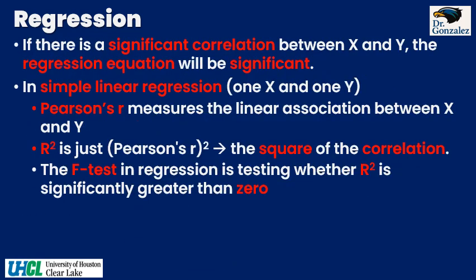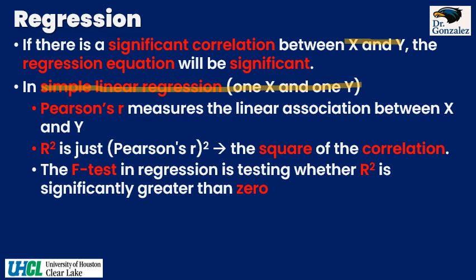So if we have a significant correlation between Y and X, the regression equation is going to be significant. The easiest way to break this down and to see it is to look at simple linear regression, where we're dealing with one x and one y, and that's what we're going to do in just a few minutes. Pearson's R from correlation, remember, measures the linear association between x and y. R squared is Pearson's R squared, the square of the correlation. So the F test in regression is testing if that square of the correlation is significantly greater than 0.